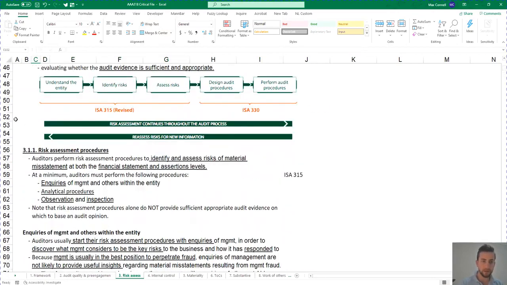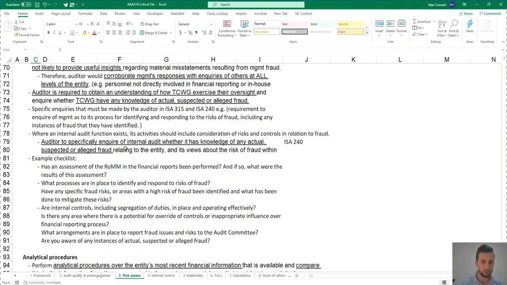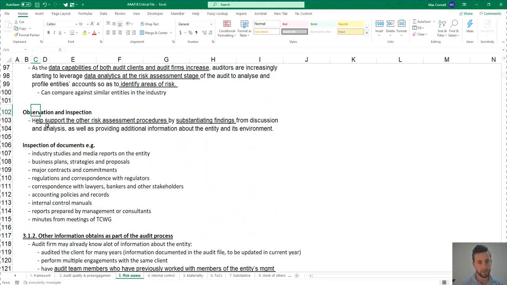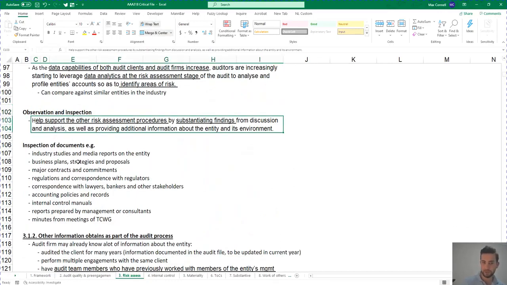And then finally, the third thing that auditors must do at minimum is observation and inspection. So this helps support the other risk assessment procedures by substantiating findings from discussion and data analysis, as well as providing additional information about the entity environment. So for example, as part of this planning process, you might go and actually inspect. For a trucking company, you might go and inspect all the trucks.